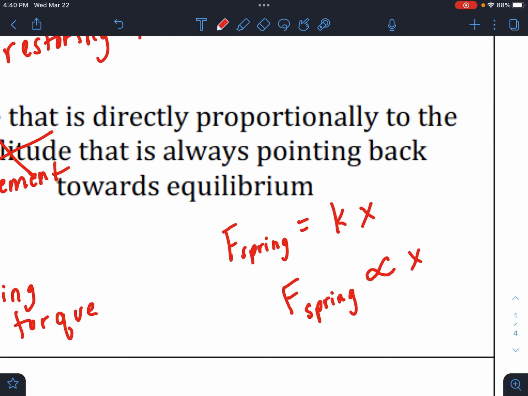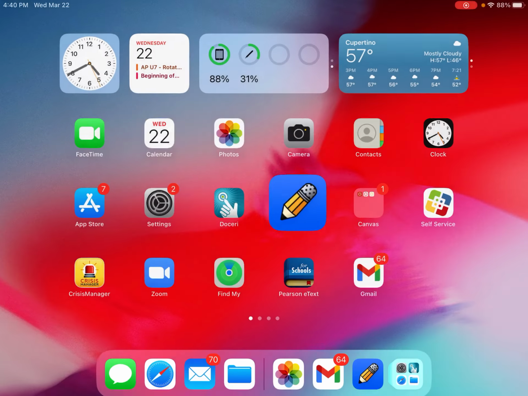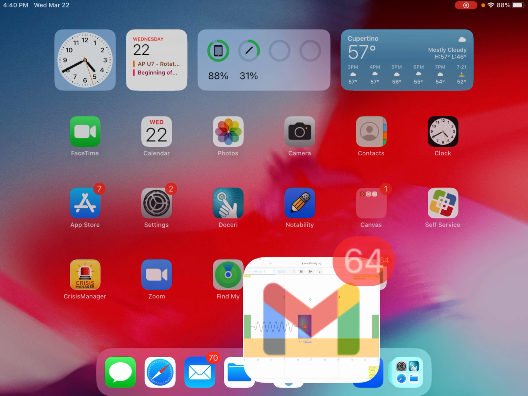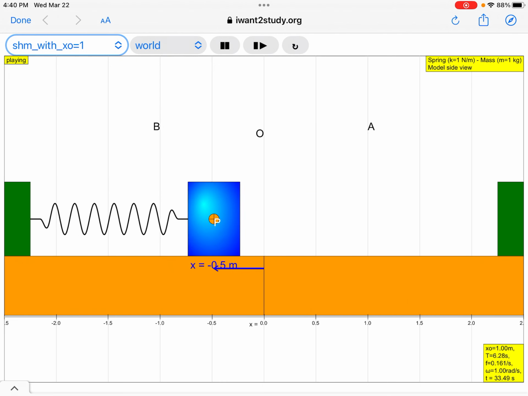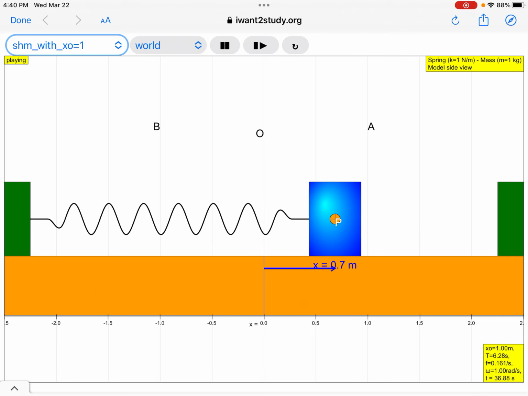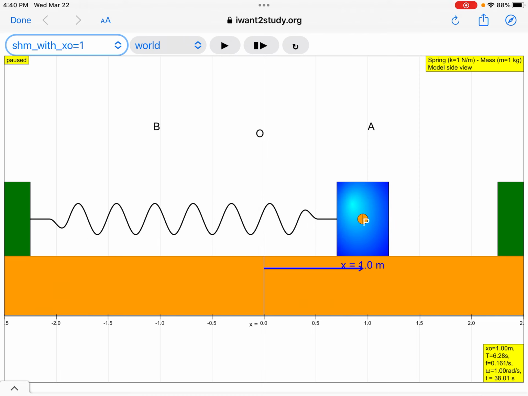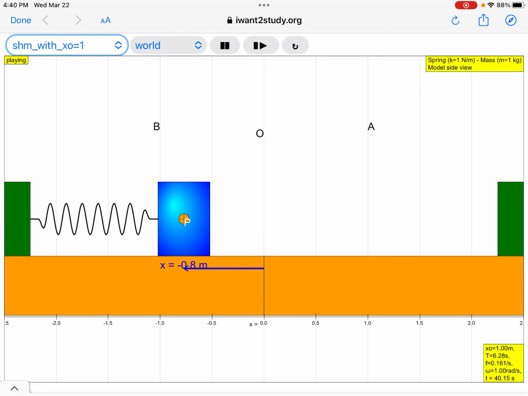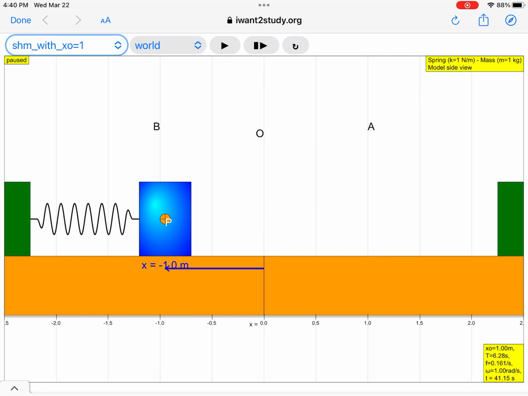Going back to that animation. Okay, so I'm going to keep this at x equals 1, and I'm going to pause it right here. One thing I want you to notice is right now the spring is going to pull the box to the left, but the amplitude is to the right. Now, if I look at the other extreme here, the spring force wants to push the box to the right, but the amplitude is to the left. So that's something kind of important.